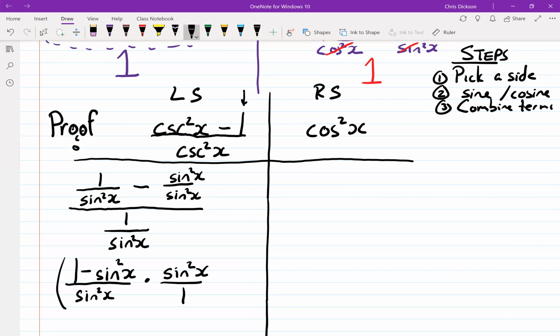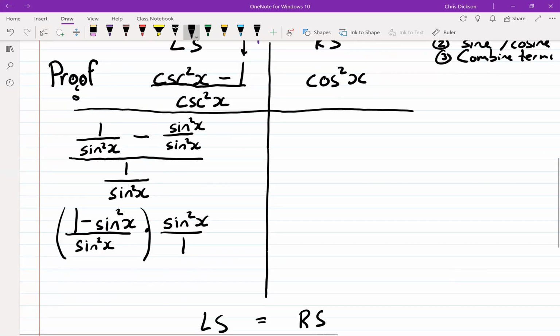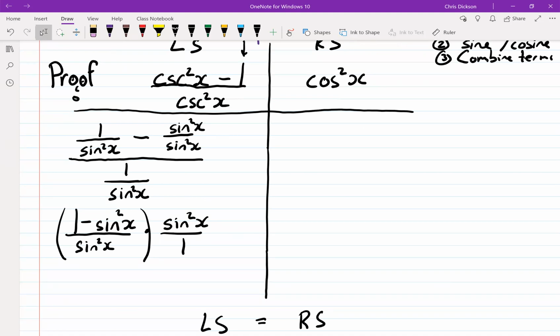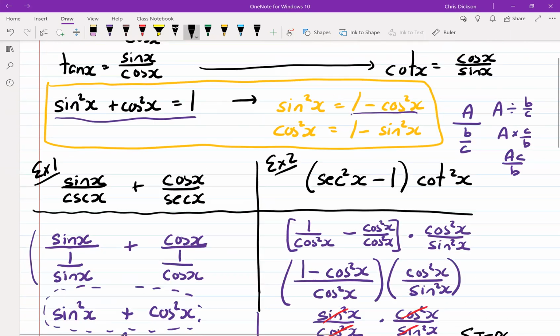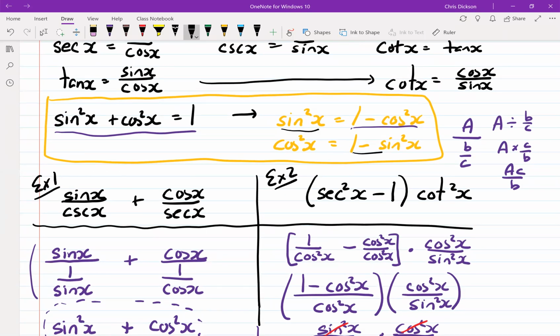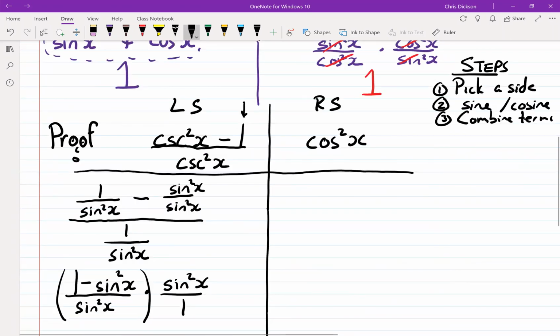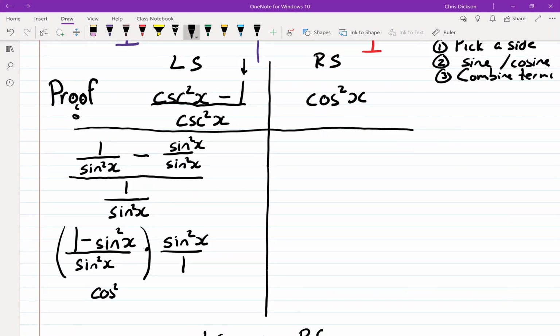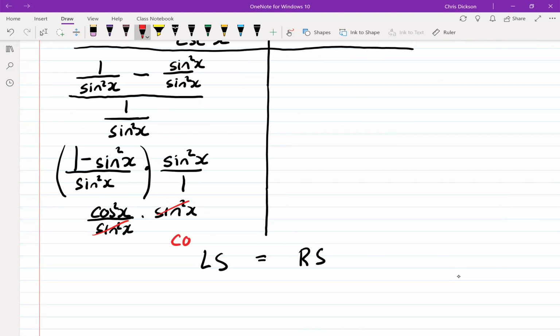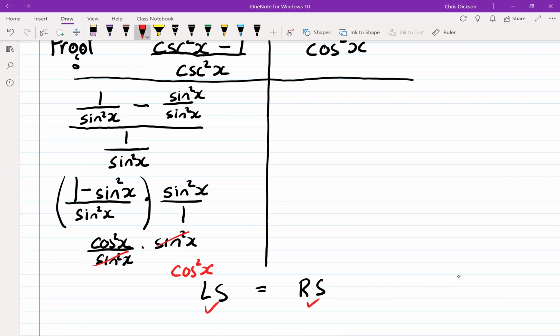I'll do that. You can already see some canceling going on here. And now I've got this 1 minus sine squared x, and I can sort of see the sine squared x's are going to cancel. But what is 1 minus sine squared x? Well, that is the Pythagorean identity. 1 minus sine squared x is the identity cos squared x. And that's good. So you've got cos squared x over sine squared x multiplied by sine squared x. So the sine squared x's are going to cancel, and I'm going to be left with cos squared x. So now my left side is exactly the same as the right side.